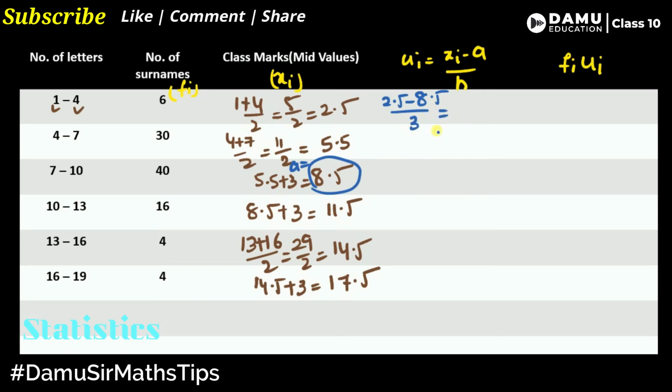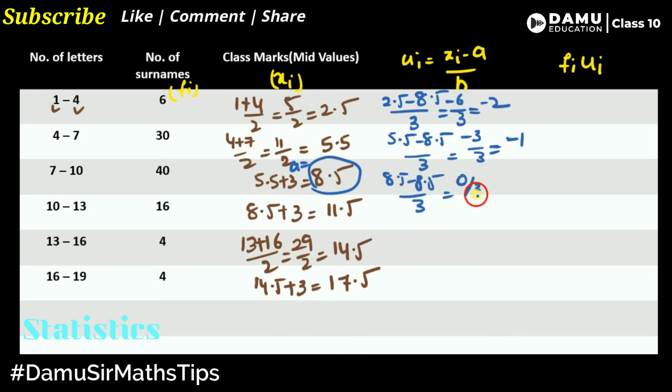So that is 2.5 minus 8.5, which is minus 6 by 3, so 3 twos are 6, giving minus 2. Then 5.5 minus 8.5 by 3, we get minus 3 by 3, that is minus 1. As I told you, the integers increase from left to right: minus 2, minus 1, 0, 1, 2, 3, 4 and so on. So 8.5 minus 8.5 by 3 is 0 by 3, which is 0.